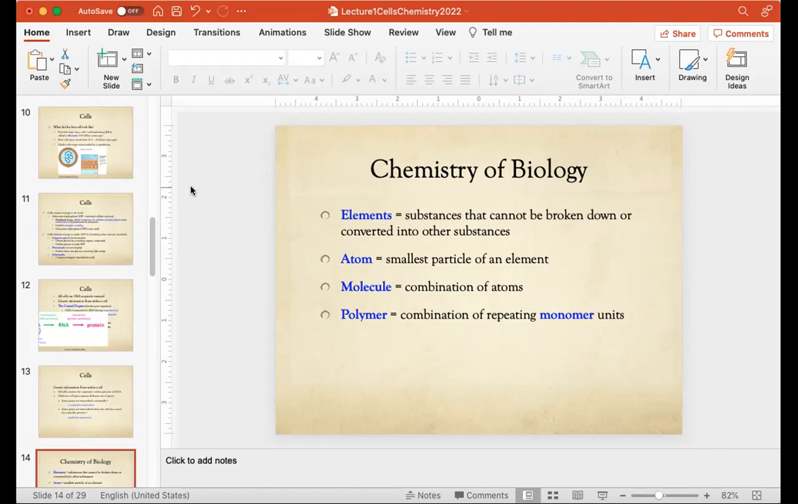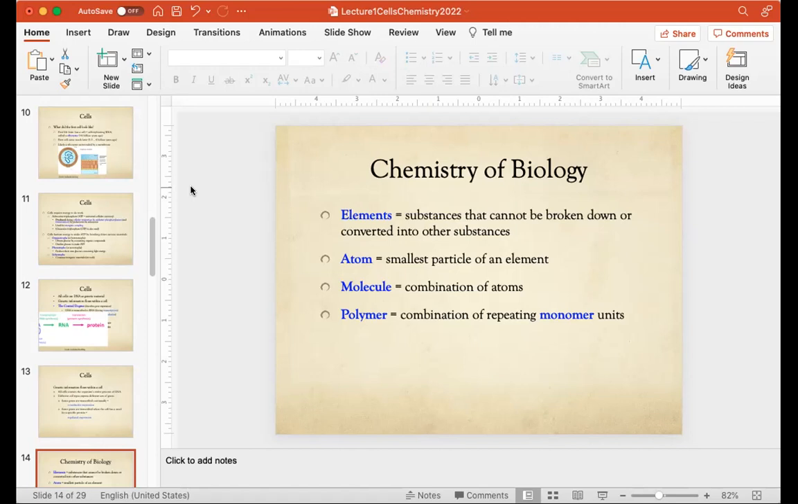So the first thing I want to do is just review a couple of terms. Remember, there's a difference between an element and an atom and a molecule. Remember, the elements are those things that can't be broken down anymore, and they can't be converted into something else. So we go to the periodic table of the elements, and we can see all of the known elements in that table. And each element is slightly different. It has slightly different atomic structure. An atom is just the smallest piece or particle of that element that we're going to find in a cell.